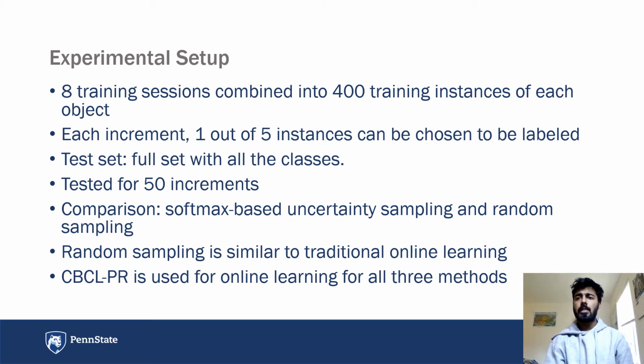And for the test phase, we use a full test set with all the classes to test how well the model has learned all of the classes in each increment. And we only test for 50 increments instead of 400 increments, because after 50 increments, the model has learned pretty much all the classes, and the performance for all the approaches starts to look pretty similar.